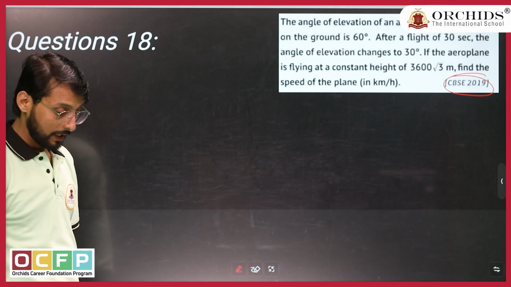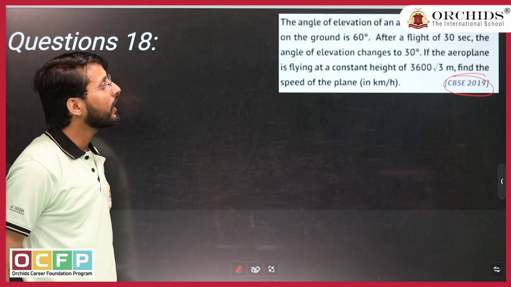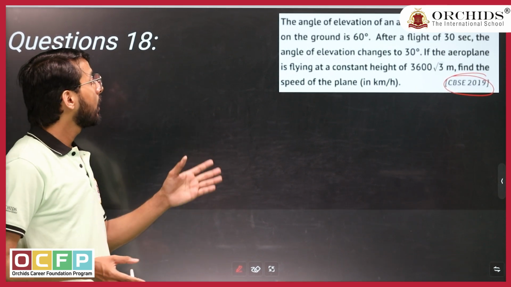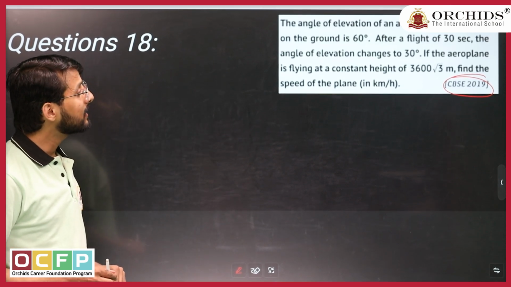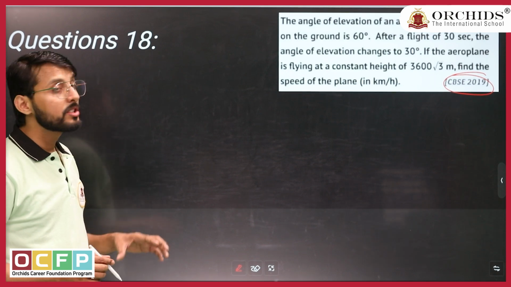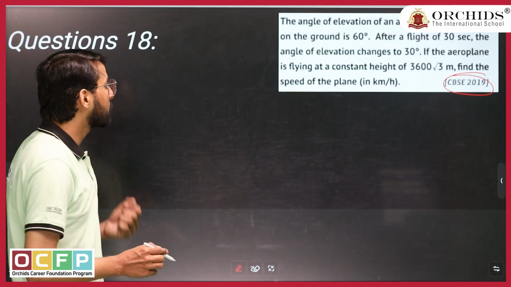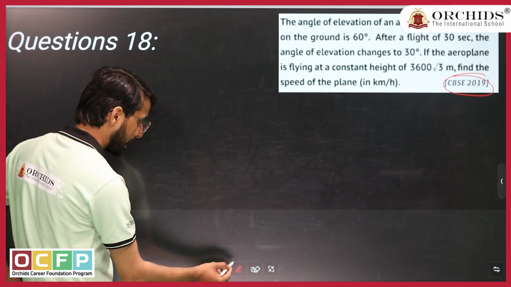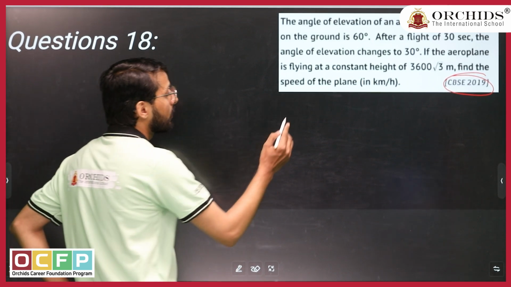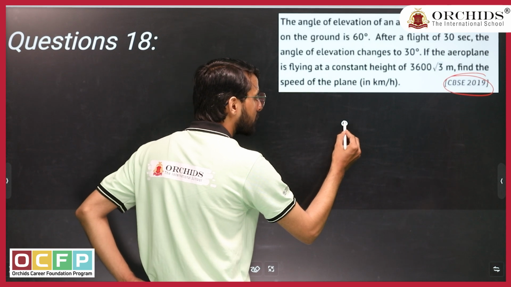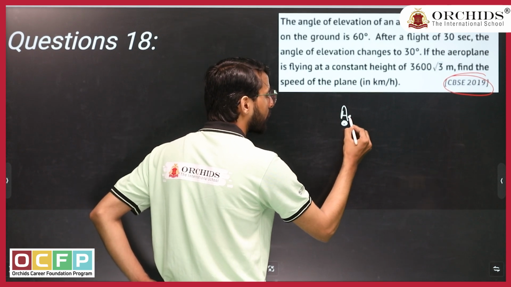The question is, the angle of elevation of an aeroplane from a point on the ground is 60 degree. After a flight of 30 seconds, the angle of elevation changes to 30 degree. It means what? Angle of elevation of an aeroplane. First draw the diagram perfectly. So there is one aeroplane first. Suppose this is an aeroplane.